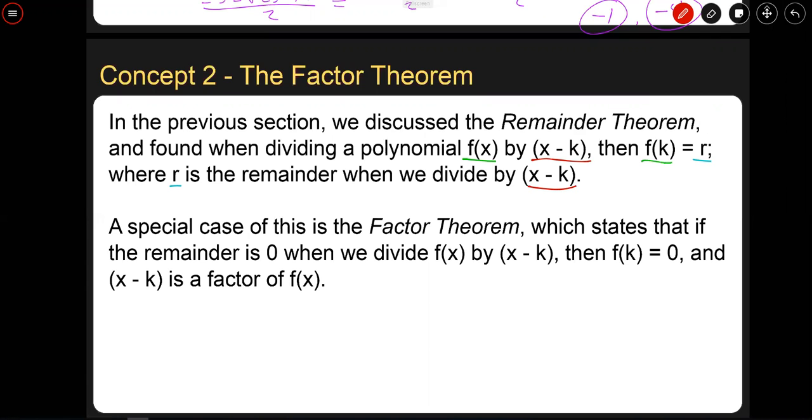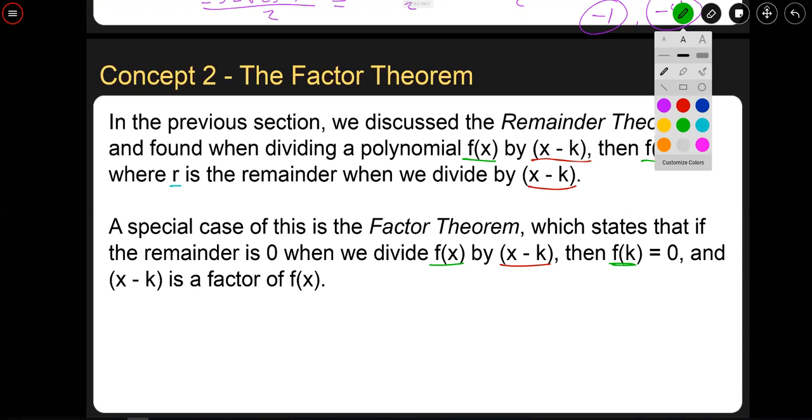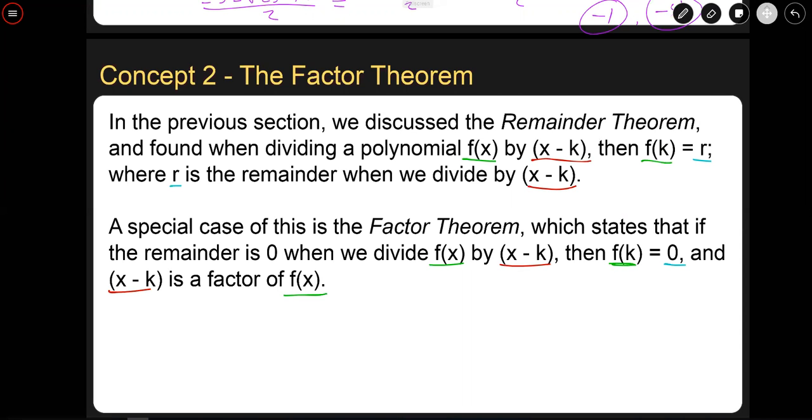A special case of this is what's called the factor theorem. It states that if the remainder is 0 when we divide f of x, which is our dividend, by x minus k, then when I evaluate that function at k, I will get a value of 0 as well. And what that all means is that x minus k must be a factor of the original function.